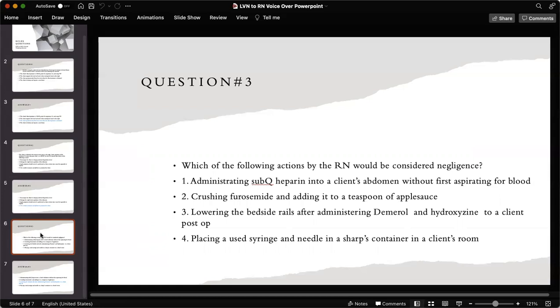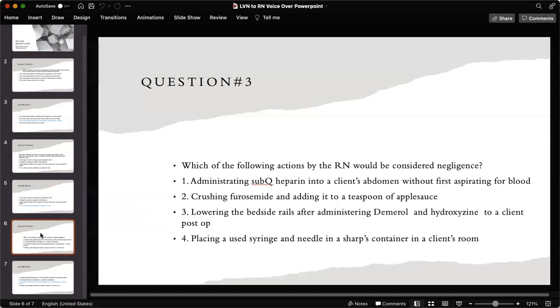Number 1, administering sub-Q heparin into a client's abdomen without first aspirating for blood. Nope, that one's good because we know that we don't aspirate for blood. So that is not considered negligent. Number 2, crushing furosemide, which is Lasix, and adding it to a teaspoon of applesauce. If possible, try not to overthink this because I know we're like, oh, can we crush it? Can we not? I don't know. Okay, let's pretend we don't know and let's keep it. You can, by the way, but let's just keep it.